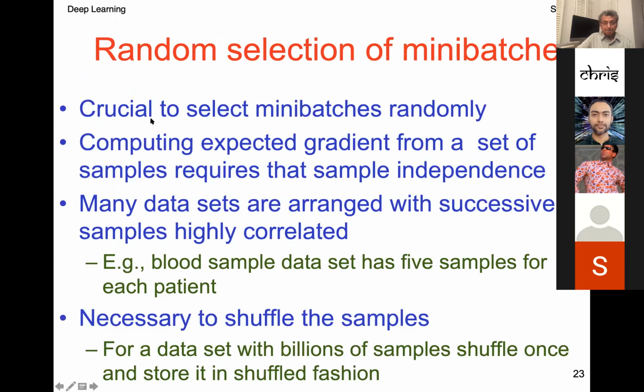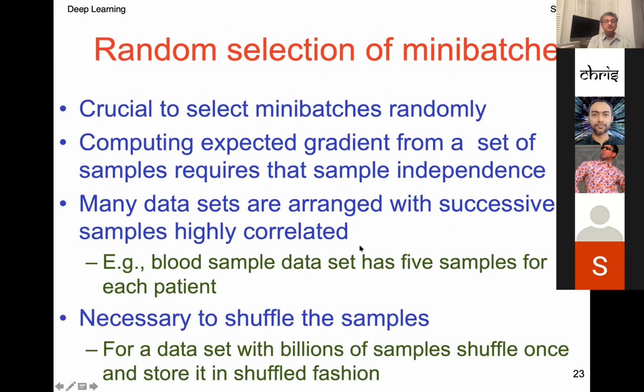And crucial to select many batches randomly. All right, that's another thing to know. Computing expected gradient from a set of samples requires sample independence. Right? So randomness is important.